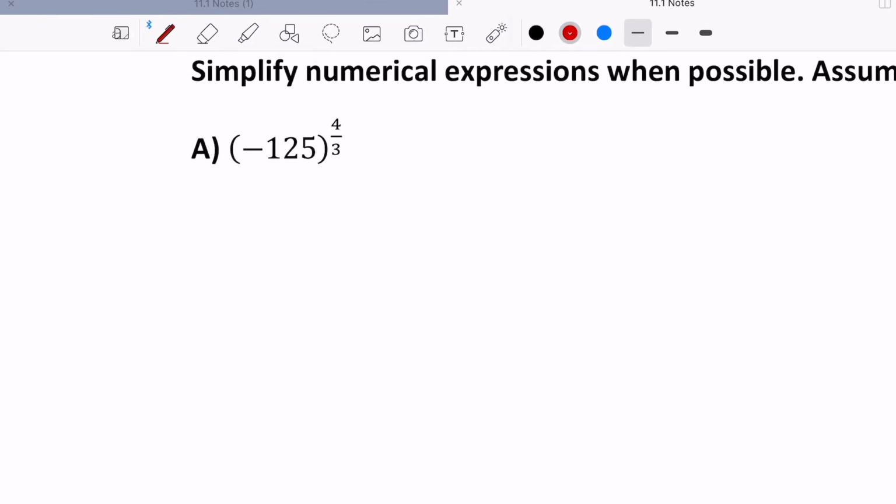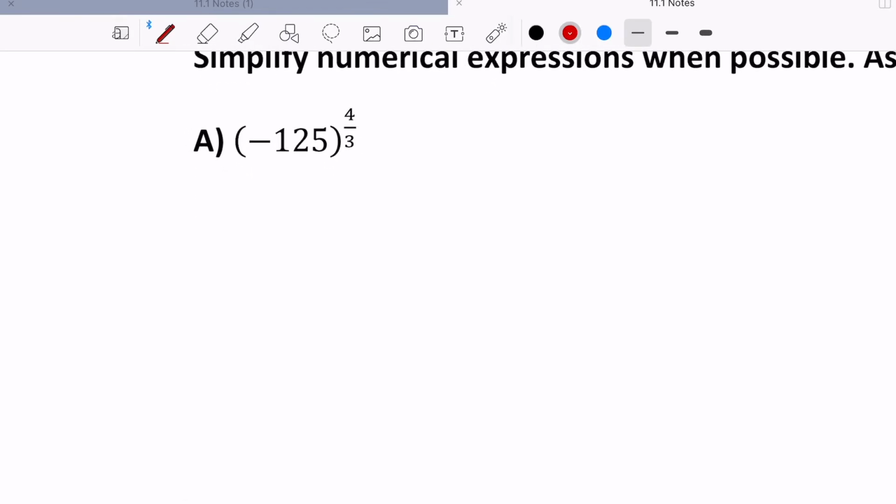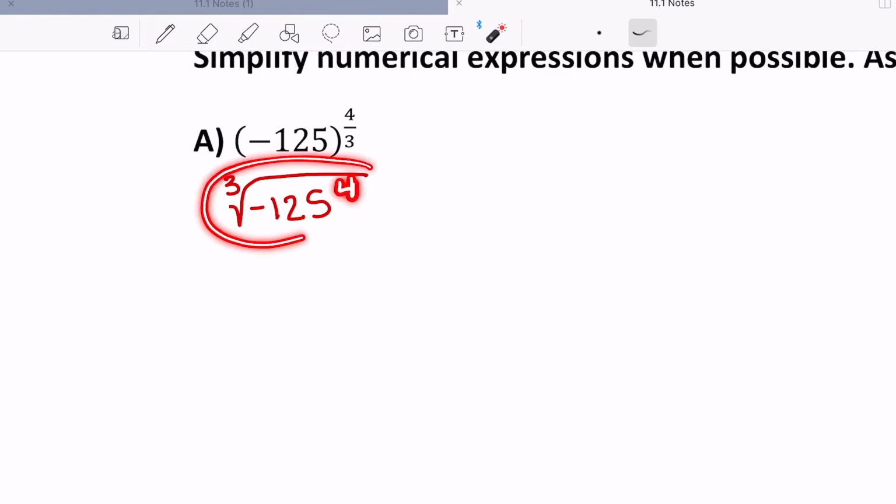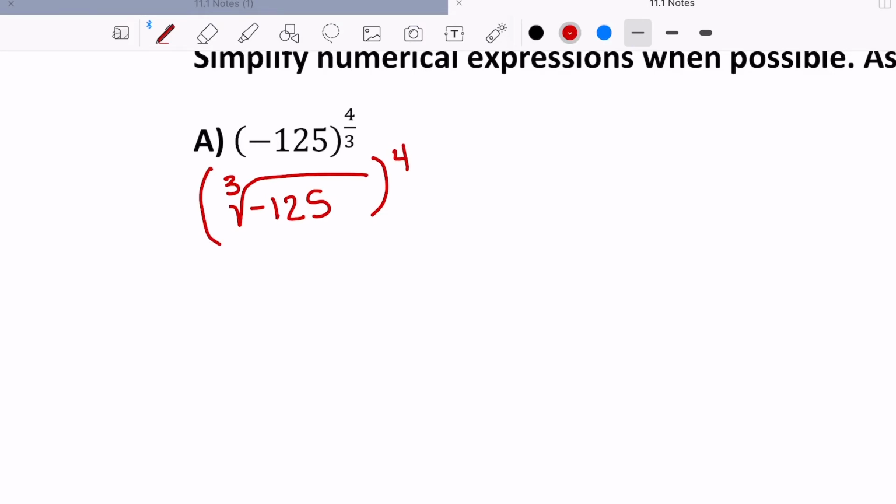All right, so looking at example A here, we have negative 125 raised to the power of 4 over 3. Okay, that means we are taking the cube root of negative 125. So we're going to do cube root of negative 125. And then this is the part where you're going to determine, do I want to raise 125 to the power of 4? Or do I want to simplify this first and then raise that to the power of 4? I don't think we want to work with 125 raised to the power of 3, so we're going to simplify that first and then raise it to the exponent of 4.